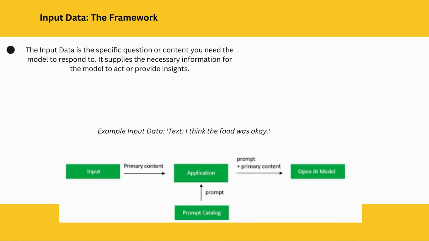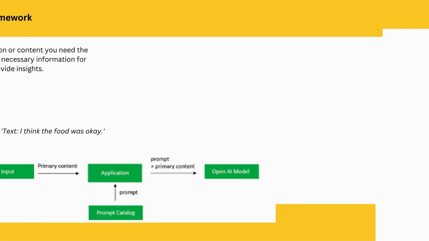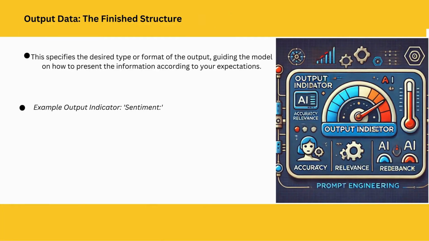The input data is the specific question or content you need the model to respond to. It supplies the necessary information for the model to act or provide insights. Example input data: text, I think the food was okay. Finally, we have the output indicator. This specifies the desired type or format of the output, guiding the model on how to present the information according to your expectations. Example output indicator: sentiment.